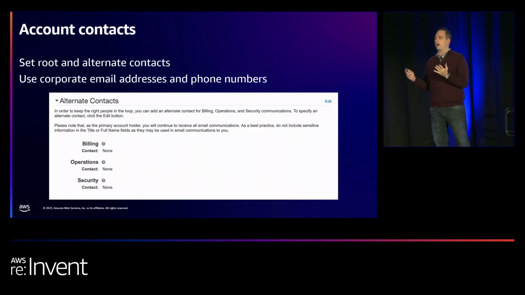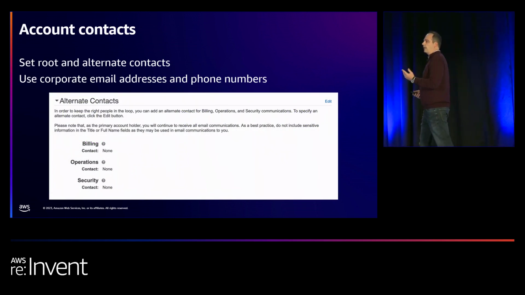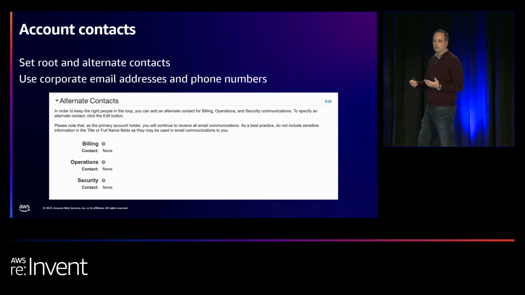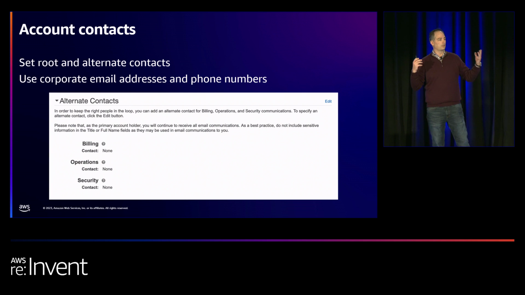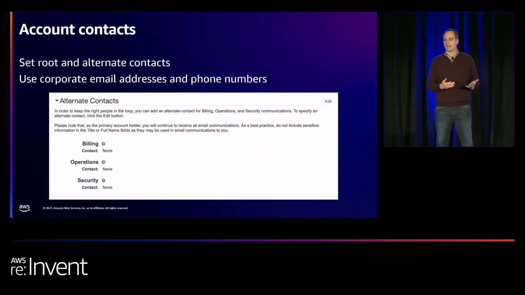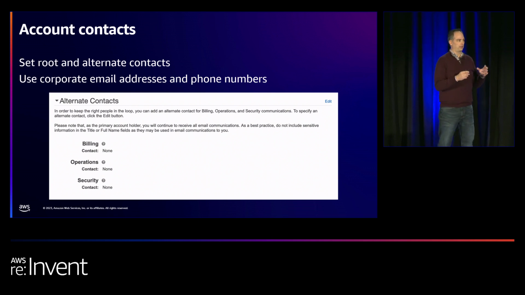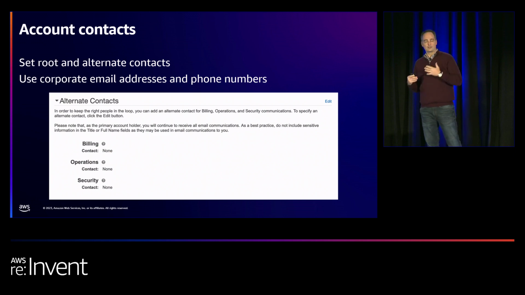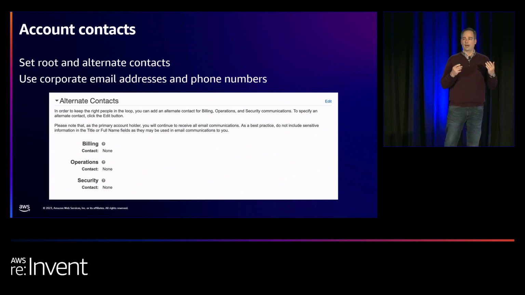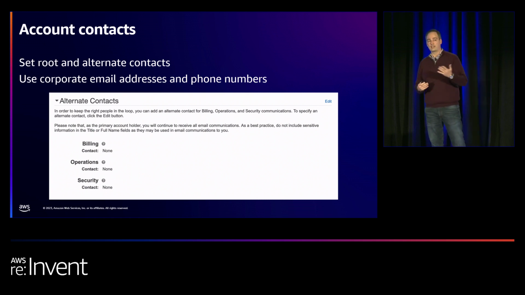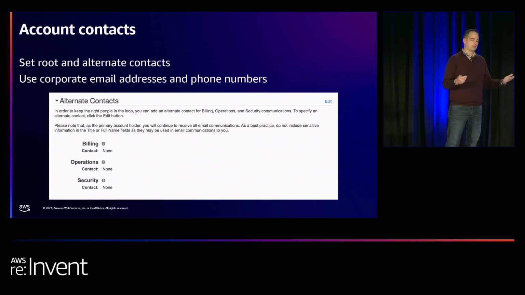So first of all, account contacts. For every single AWS account that you create, the first thing you have to do is provide an email address to create that account. That's the root email and contact information. It's extremely important that it is an email address and phone number that you control, because this is involved in the password reset process. Someone that controls the root account email address or phone number for your account has the ability to reset the password and potentially gain access to your account, which is not a particularly good thing.